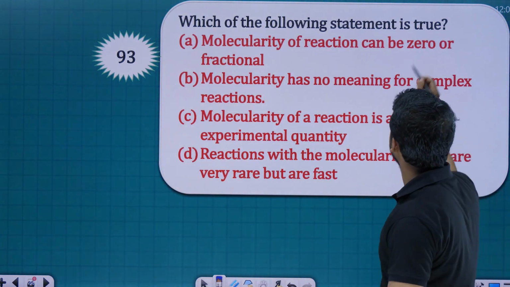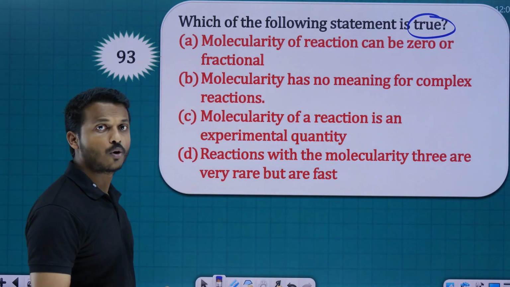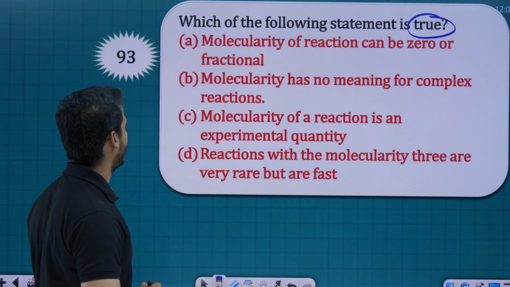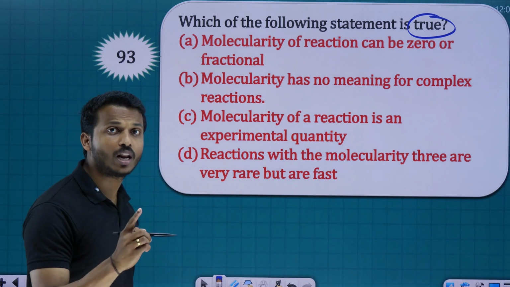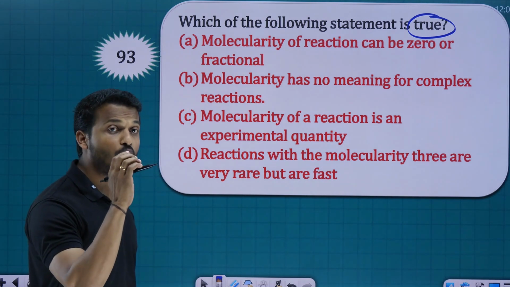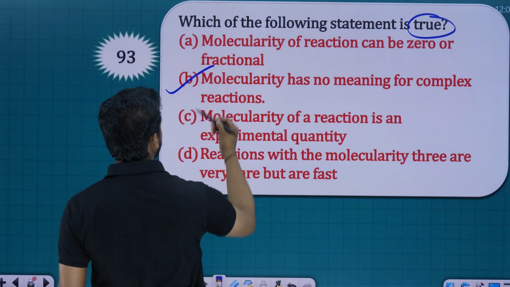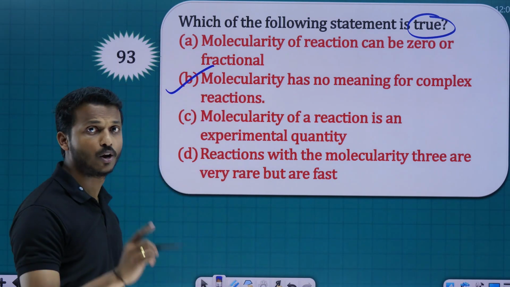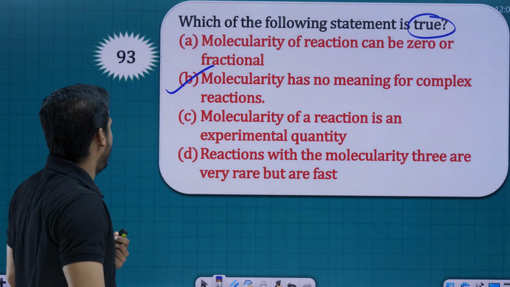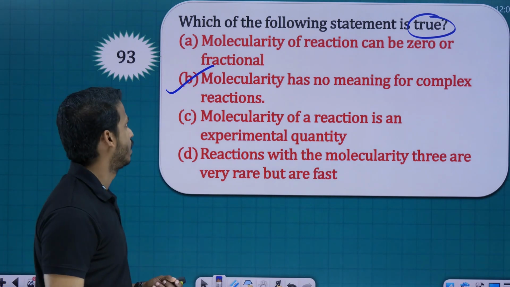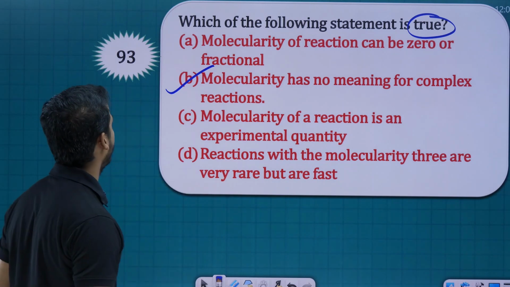Next, which of the following statements is true? Molecularity of a reaction can be zero or fractional. No, molecularity should not be zero or fractional. Molecularity has no meaning for complex reaction. Yes, molecularity is only for which one? Molecularity we can say only for elementary reaction, not for complex. Molecularity of a reaction is experimental. No, it's a theoretical quantity. Reactions with molecularity 3 are very rare but are fast. Yes. So molecularity has no meaning in complex, it's only applicable in elementary.